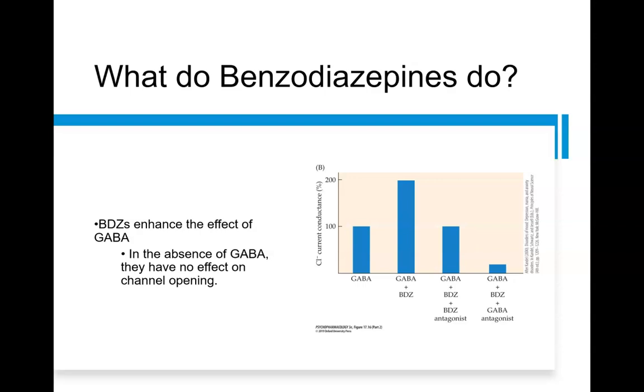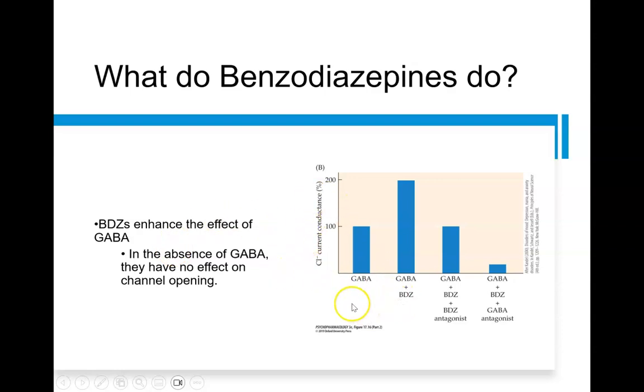So what do benzodiazepines do? Benzodiazepines include things like Valium. They also include drugs like Xanax, and they're basically there to enhance the effect of GABA. So you have to have GABA with a benzodiazepine for this effect to work.